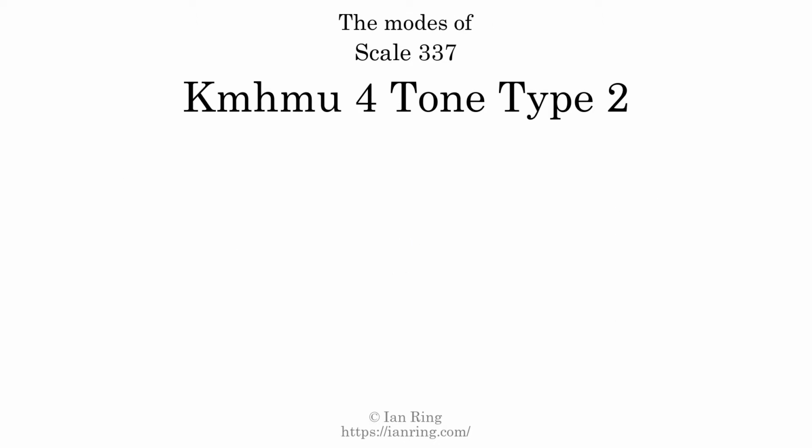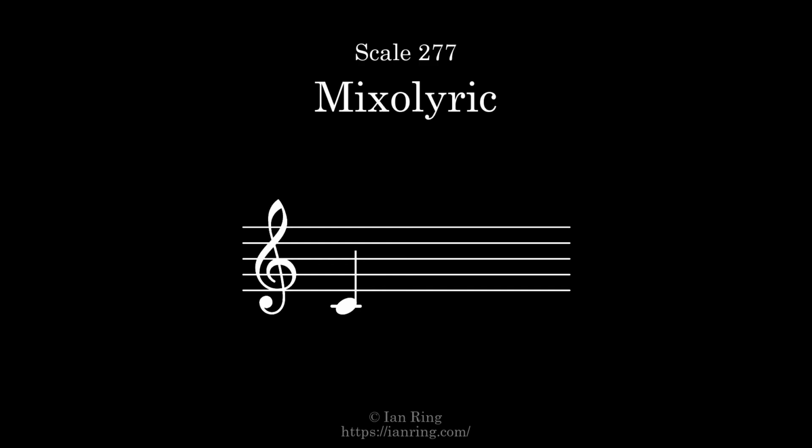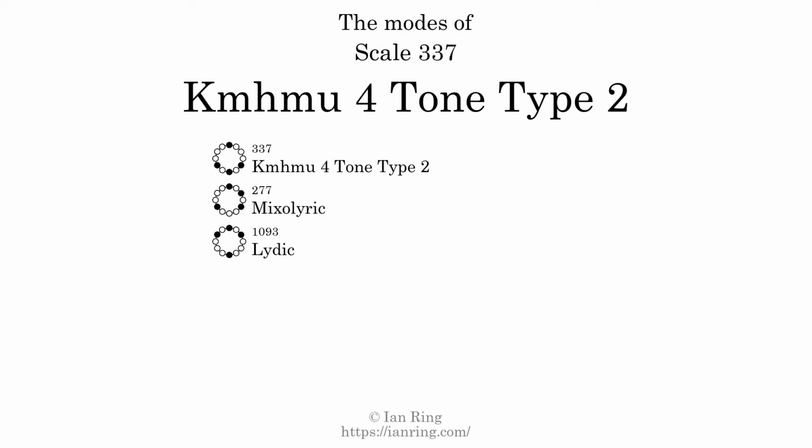This scale has 4 modes. The first mode is itself. The second mode is scale 277, also known as mixolyric. It sounds like this. The third mode is scale 1093, also known as lydic. It sounds like this.